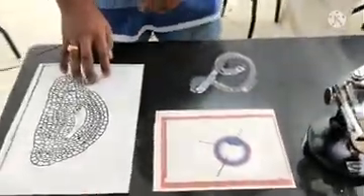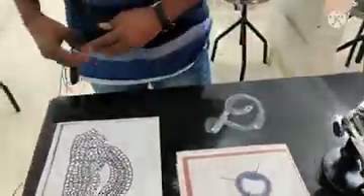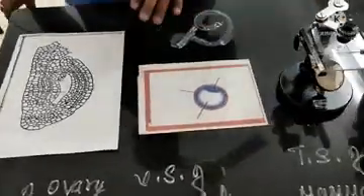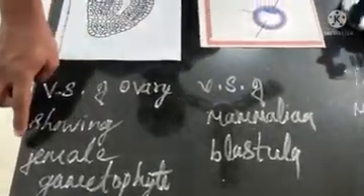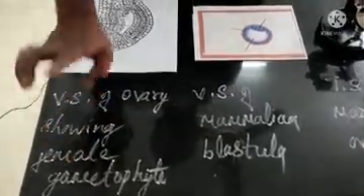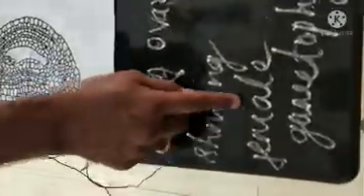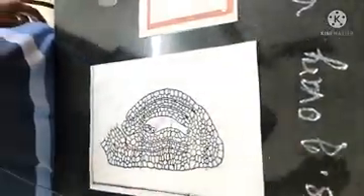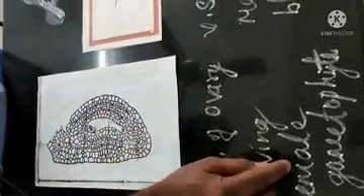So this is the D. Here, identify the photographs or slides. We have two photographs and two slides. One is the VS of ovary showing female gametophyte. What should you write? The given photograph D is identified as VS of ovary showing female gametophyte. Don't just simply write female gametophyte. You should write VS of ovary showing female gametophyte.